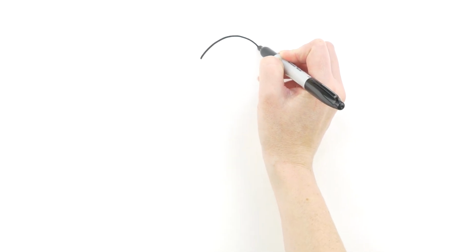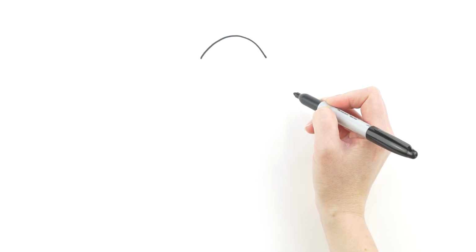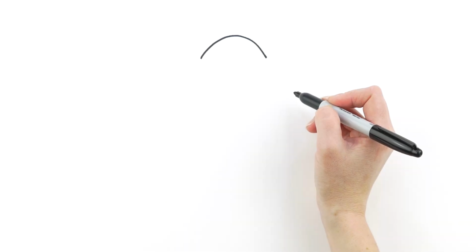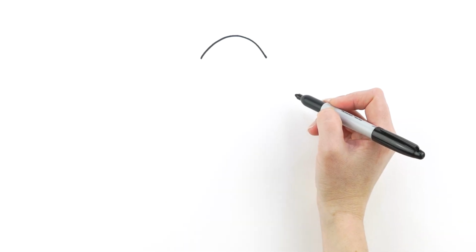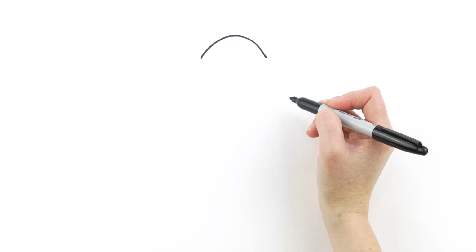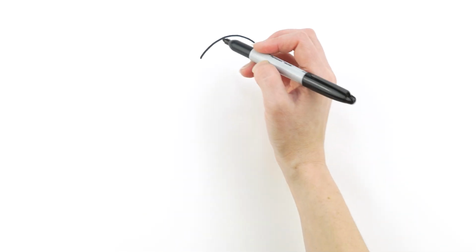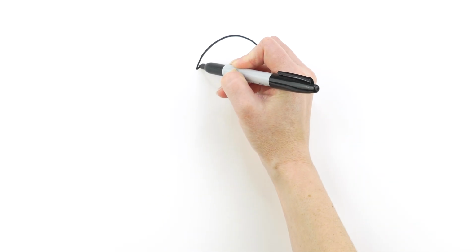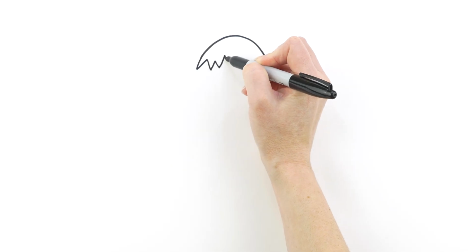The first thing we want to do is draw the top of the egg. And this egg is going to be open. Obviously, we're going to see the chick peeking out. So we're going to do a zigzag bottom edge here.